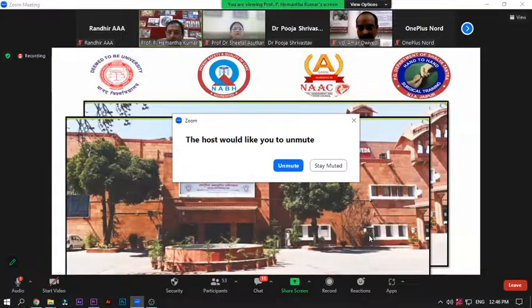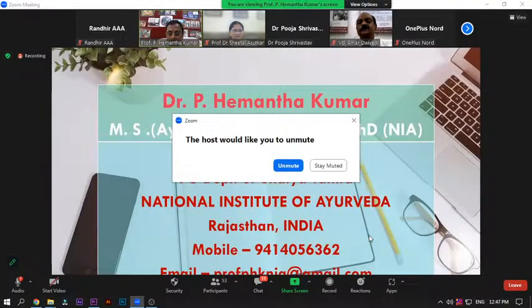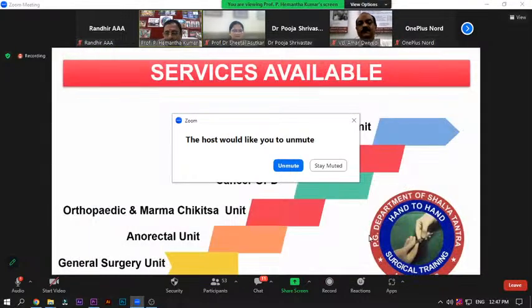This is our institution, National Institute of Ayurveda, deemed to be University. It is an NABH accredited hospital and NAAC accredited university. Before starting the cancer topic, I want to focus on my department, the Shalya Tantra department, the achievements and the service we are giving to society. We have units like the endoscopic unit, Anushastra unit, cancer OPD, orthopedic and Marma Chikitsa unit, anorectal unit, and general surgery unit.